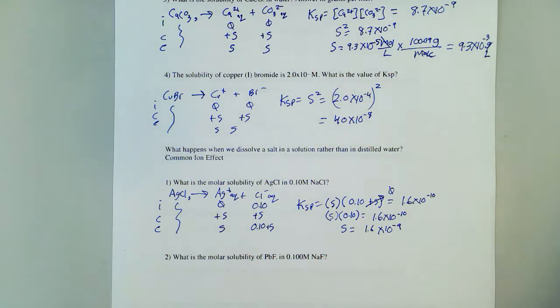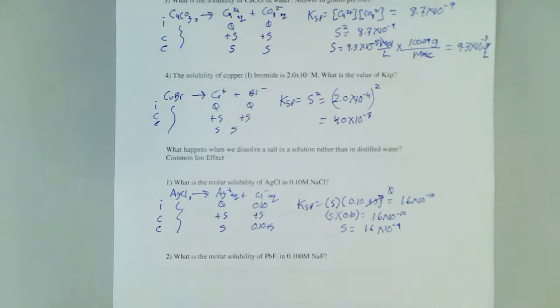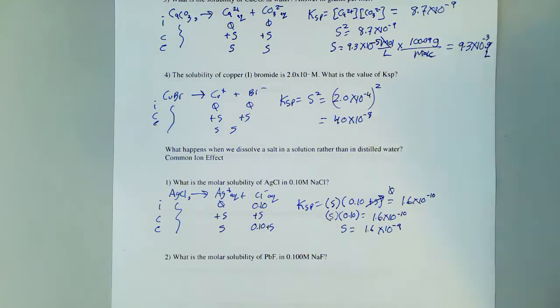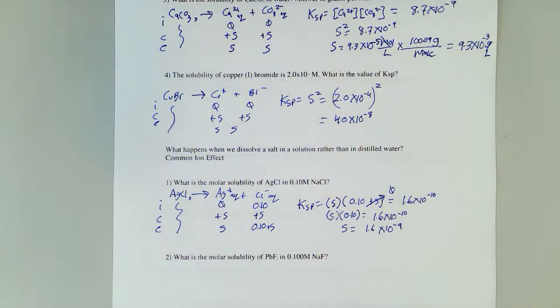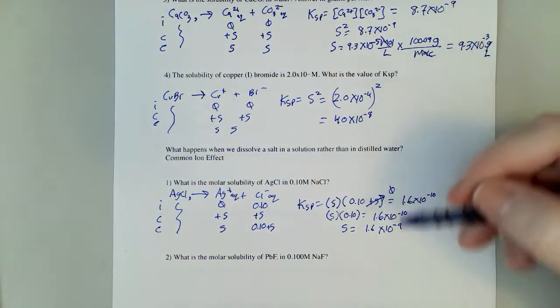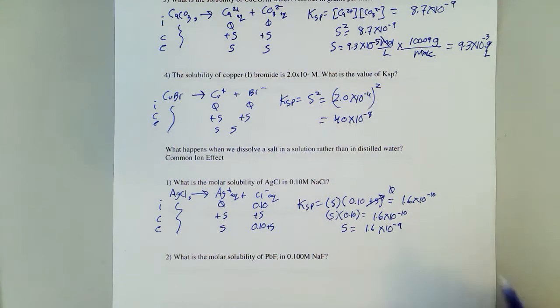Now, I chose that specific compound for a reason. If I come back to page 1, I see that the regular solubility, just in water, of AgCl is 1.3 times 10 to the negative 5th. So here, if I'm trying to dissolve it in NaCl, it is 10,000 times less soluble. That's a big deal. That's a big difference. And it can all be explained by Le Chatelier's principle.